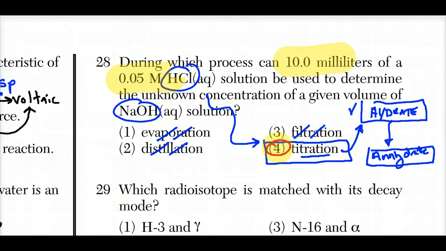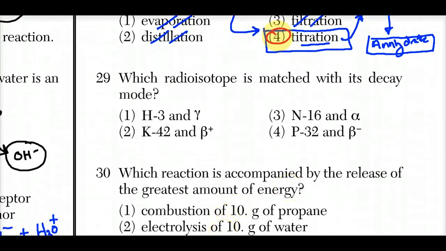Number 29. Which radioisotope is matched with its decay mode? That means which radioactive material is correctly giving off the type of particle or energy from its nucleus to become stable. If you don't know this, which I doubt you do, you'd have to go to Table N to see that. Hydrogen-3 is gamma, K-42 is a positron, N-16 is alpha, and phosphorus-32 is beta negative. We're trying to figure out which one is correct. Let's go to Table N.